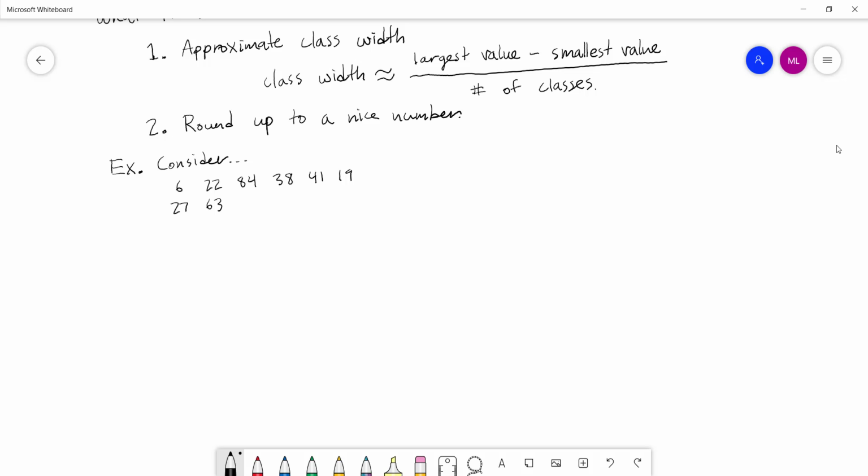27, 63, 28, 52, 45, 41, 37, 53, 15, 28, 39, 48, 47, 33, 28, 9, 60, and 71. We'll say this is our list of numbers, and we want to create a histogram ultimately for this. And we want to create a histogram with 6 bars, meaning we want 6 classes.